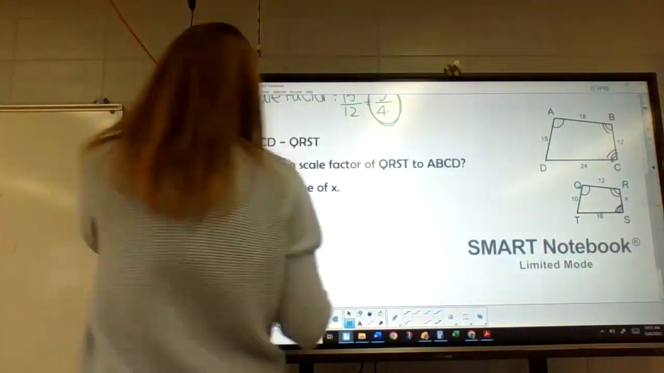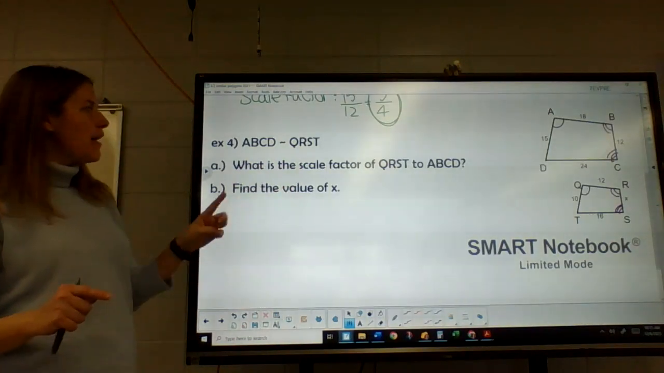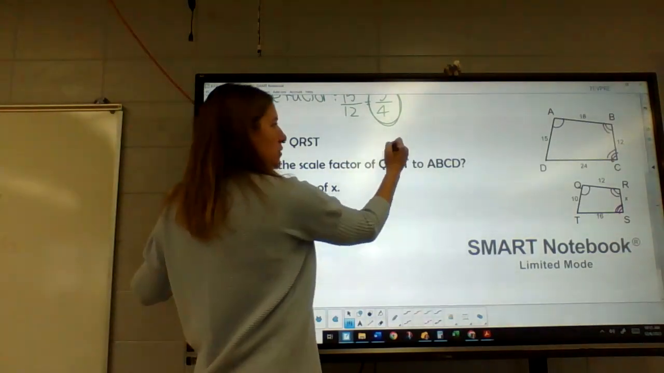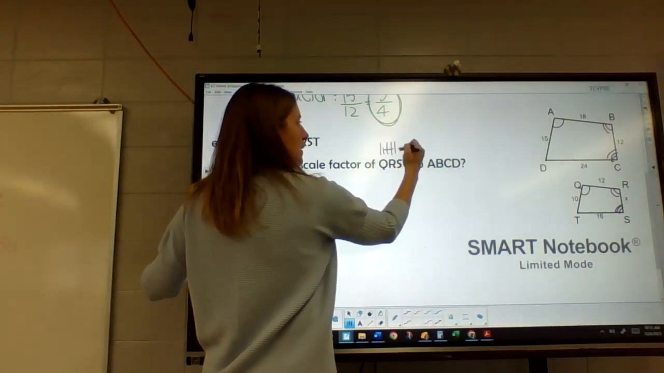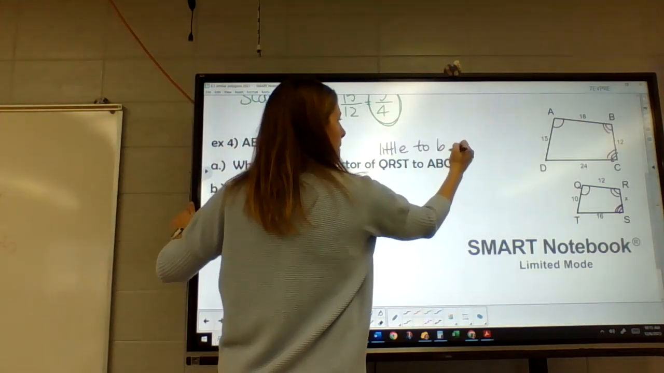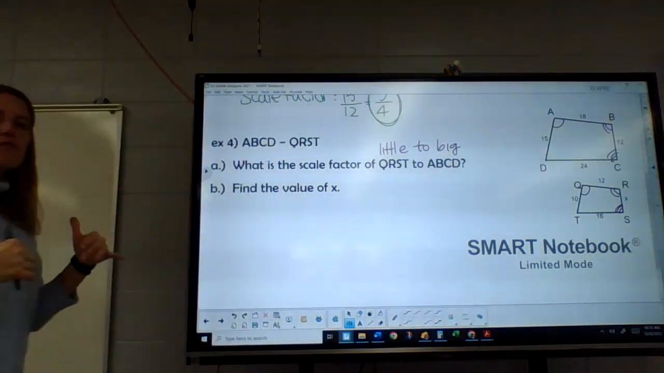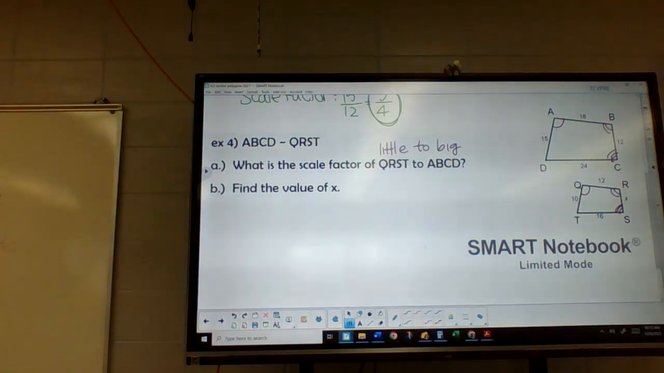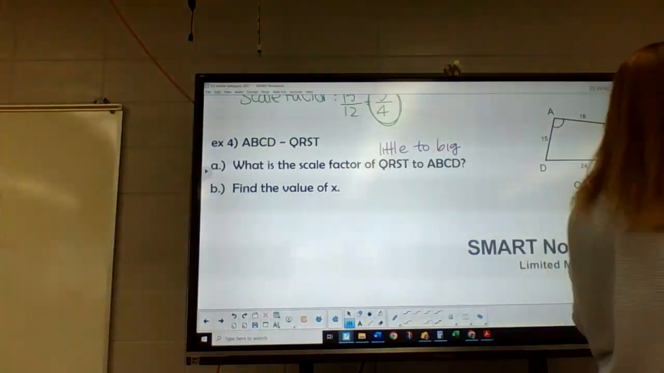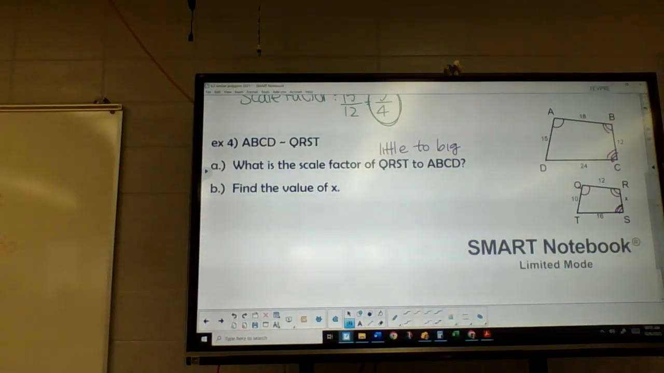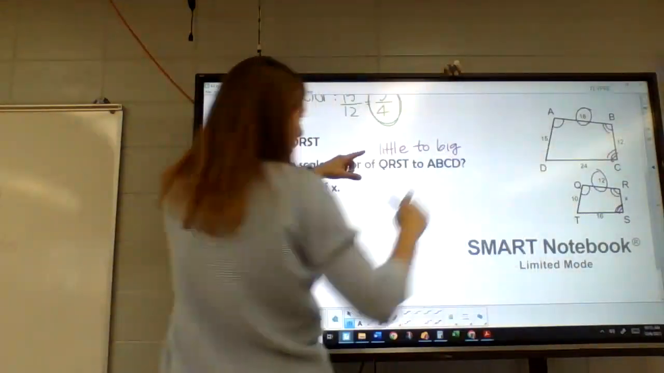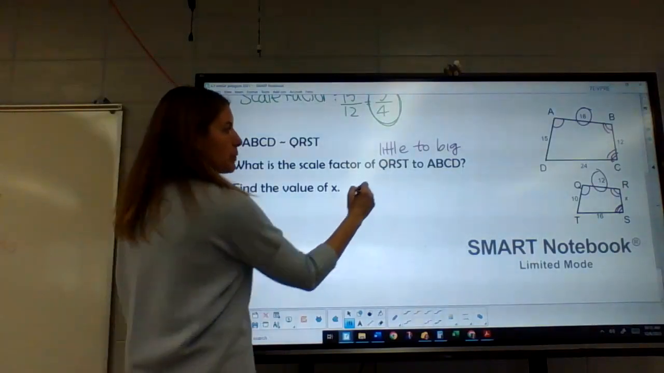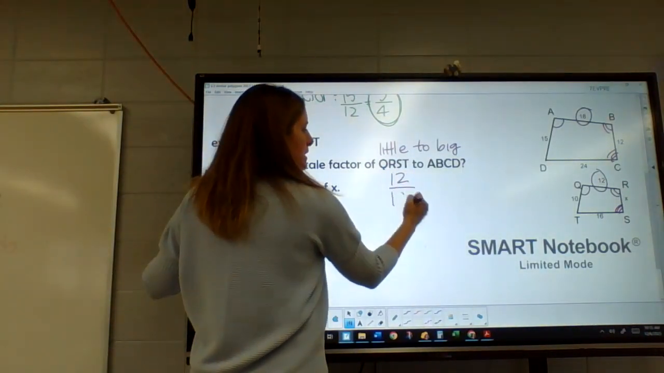Now, careful, the way they ask us, they ask what's the scale factor of QRST, so this is the little to the big. So this one's asking us to flip that rule. So little to big. What sides do you guys want to use to help us with that? A, B, and QR? Yeah. Okay. Since it's A, B, and QR, but they asked for the little one first, we're going to put 12 on top this time and 18 on the bottom.